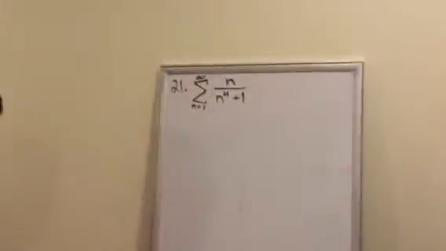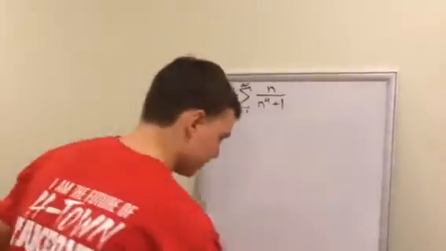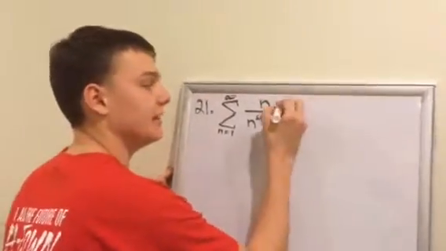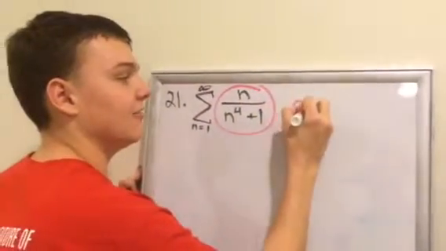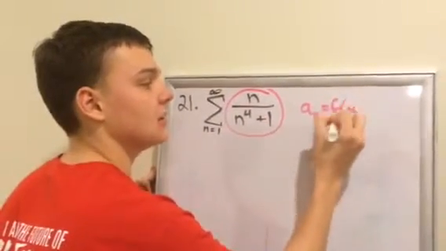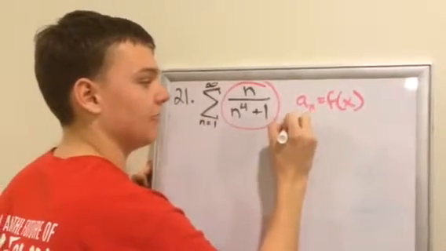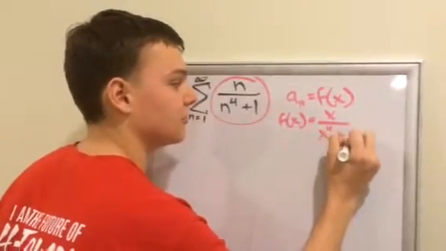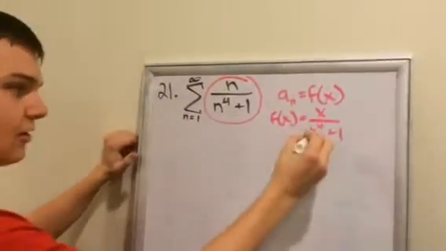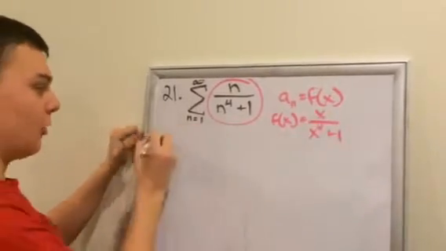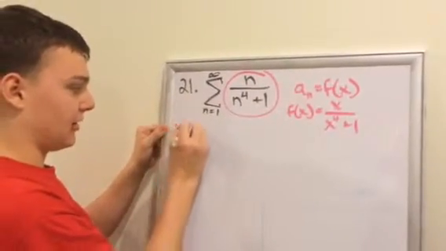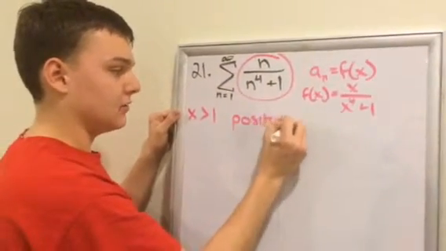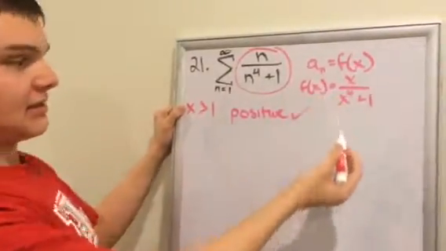So, for number 21 from the textbook, we need to start out by defining this as a of n, and a of n equals f of x. Well, that means f of x equals x divided by x to the fourth plus 1. Then you must decide, okay, for all values x greater than 1, this will be positive. Check.